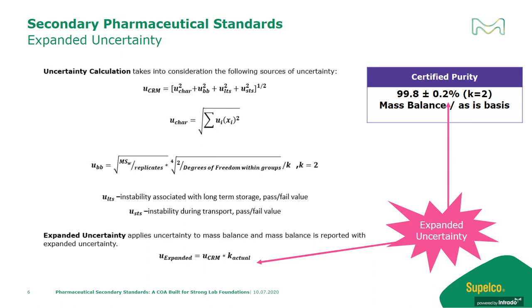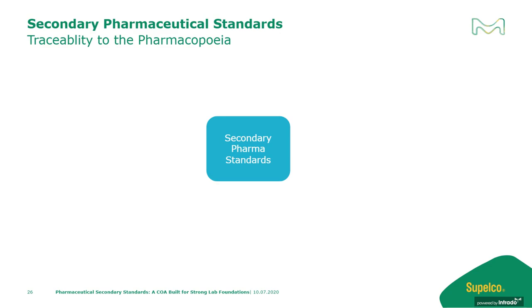So the expanded uncertainty is the value that is noted on the certificate of analysis as the plus or minus value. So we've just covered how secondary standards are traceable to the mass balance to the SI kilogram, and now I'd like to discuss how secondary standards are traceable to the pharmacopoeia, back to that compendial standard.